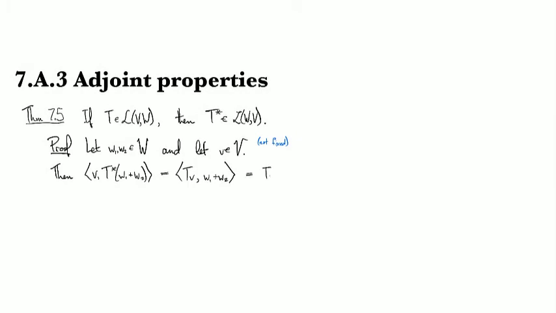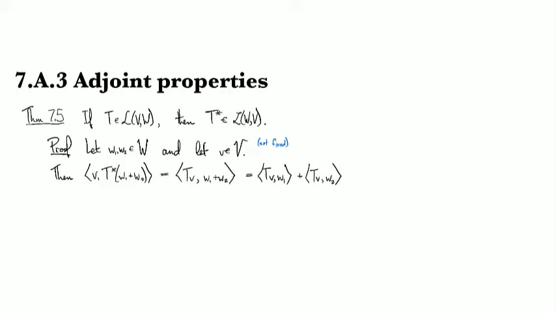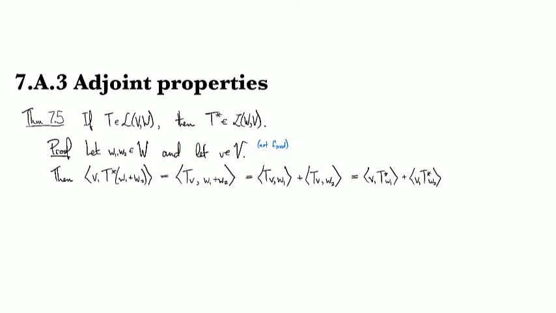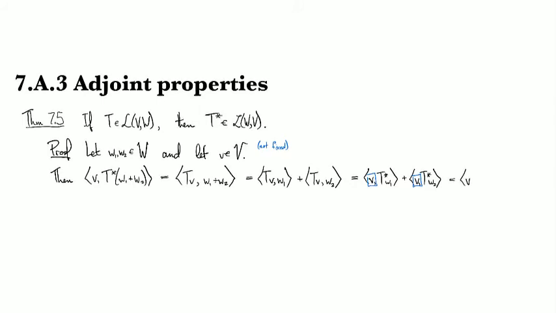So this is TV against W1 plus TV against W2, using linearity of the inner product. And then for each of these, I can now move the T back to the other side. So I've got V, T star W1 plus V, T star W2. And now, since the things in the first slots match, I can use linearity again to combine these. They both have a V in the first slot, and then in the second slot, I have T star W1 plus T star W2.